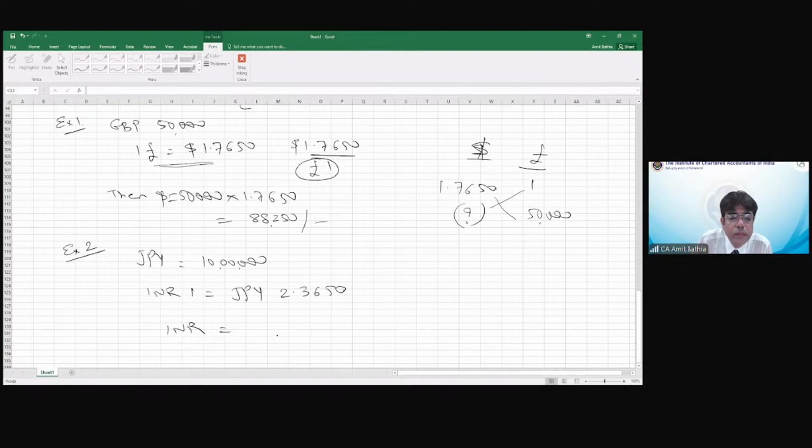10 lakh divided by 2.3650. If you are not able to follow, you can do the same thing again: JPY and INR. INR 1 is 2.3650, here you have 10 lakhs. So INR how much? Cross multiplication: 10 lakhs into 1 divided by 2.3650. That will turn up to something like 4,22,832.98. This is the answer coming as per my calculation.